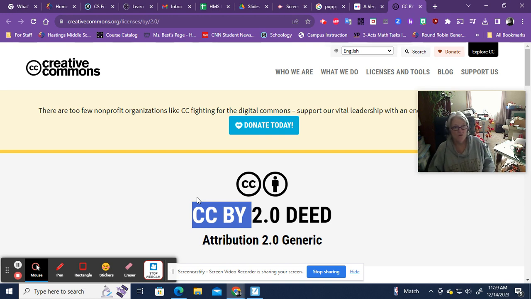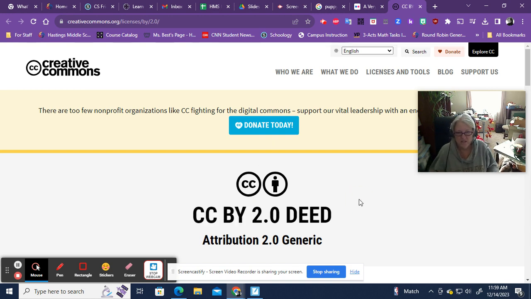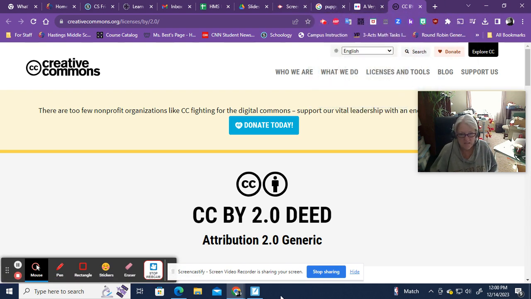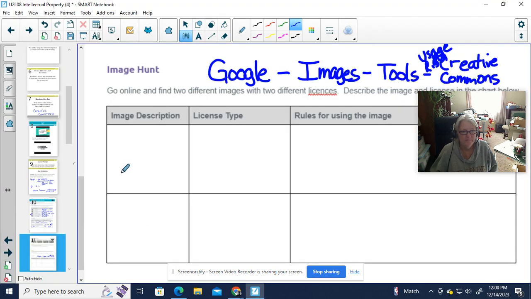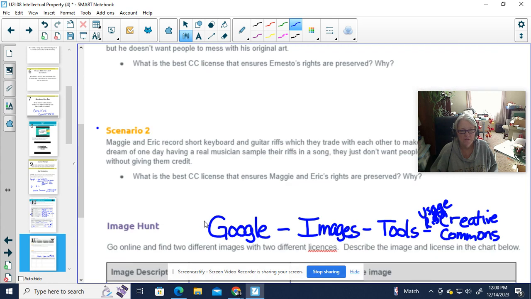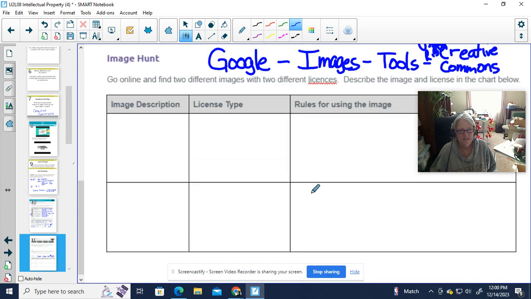Okay. So finish the rest of the worksheet. I know this was long today, but it takes a while to get the hang of this Creative Commons stuff, because it's something you probably have not seen before. So your job: finish up these two scenarios, what you think for those ones, and then go on your image hunt. Tell me what kind of license. All right, good luck.